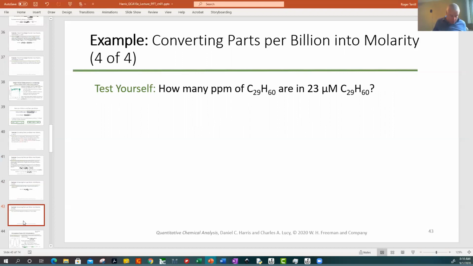Are in 23 micromolar? Professor Terrell, sorry to interrupt. Yes. But it seems like we have done this. I just checked my notes. We did this one and found 9.402 milligrams as an answer. Well, there you go. That was my answer too. All right. So I'm really sorry. No, that's okay. That's all right.